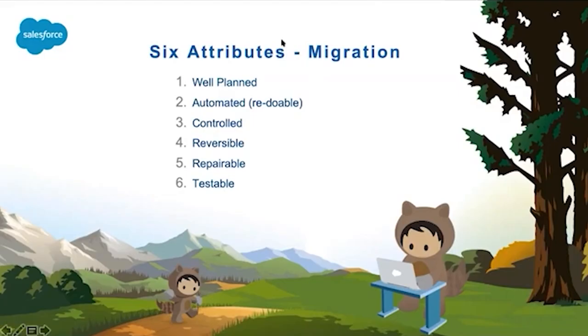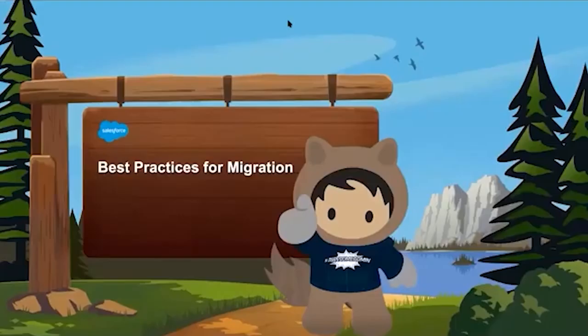So that's at a high level on 6 key attributes when it comes to the migration. The next one is the best practices for the migration. Before we move on to best practices, I thought of putting a pause here and ask if there are any questions from the team so far on whatever I have gone through.